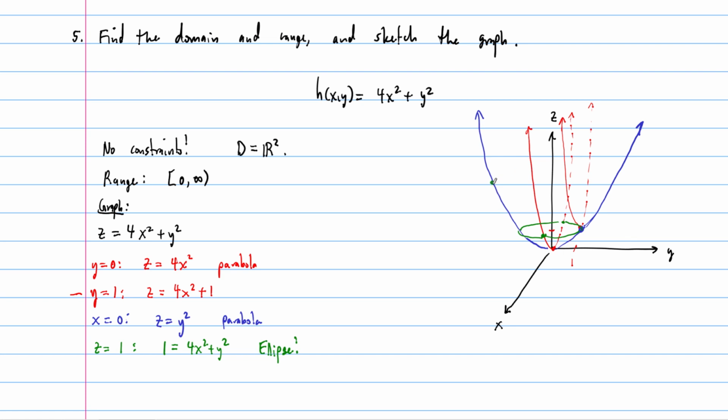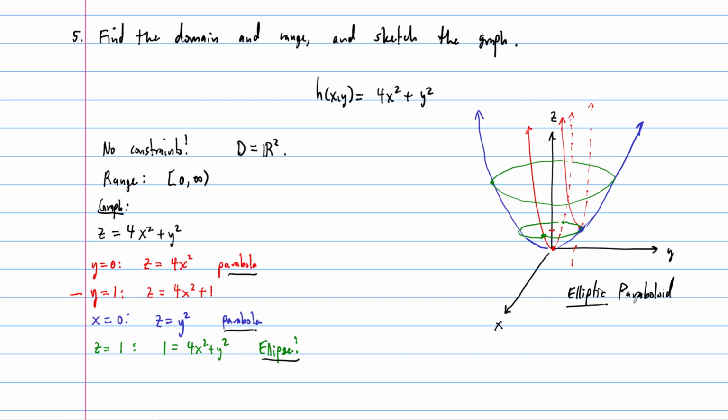And as you continue to take these traces, you'll see that all these different points pass through ellipses that are all the same ratio, but they get bigger and bigger as we move up in the z direction. And so this shape looks like a bowl, connected by these ellipses. This is called an elliptic paraboloid. Hopefully you remember this from Calc 2.